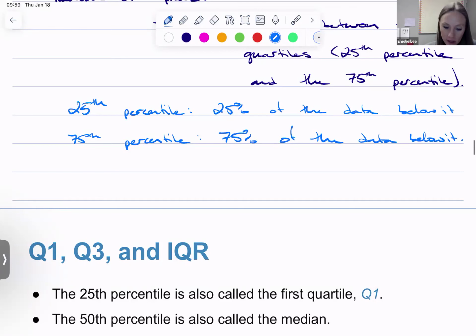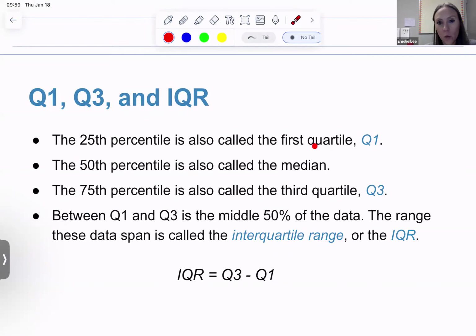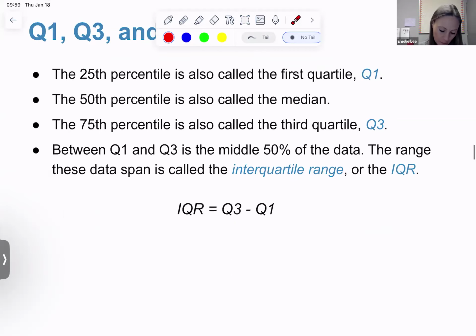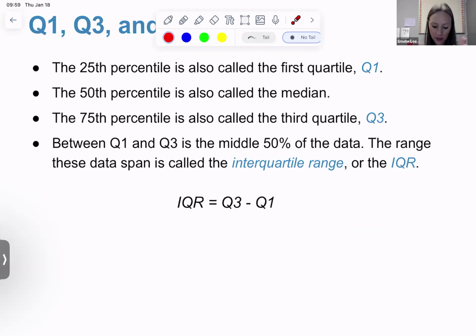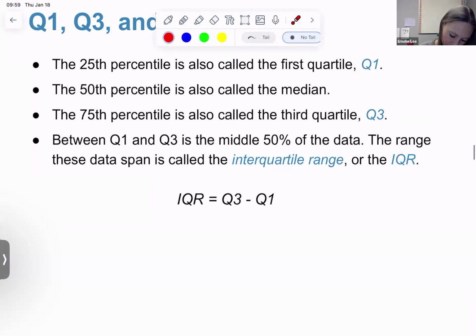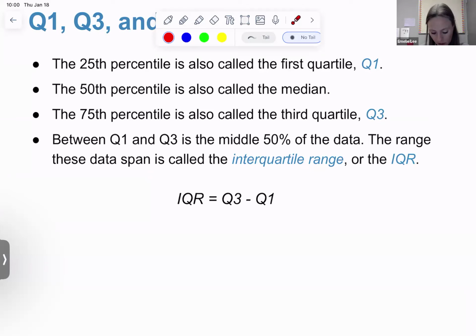The 25th percentile is also called the first quartile, which we denote Q1. I'm going to show you how to calculate it, but it's basically the median of the lower half of the data. The 50th percentile we already know is the median, and the 75th percentile is the third quartile, which we denote Q3. Between Q1 and Q3 is the middle 50% of the data. The range these data span is called the interquartile range. So the interquartile range is Q3 minus Q1. You have to find the third quartile, then the first quartile, and then subtract the two.